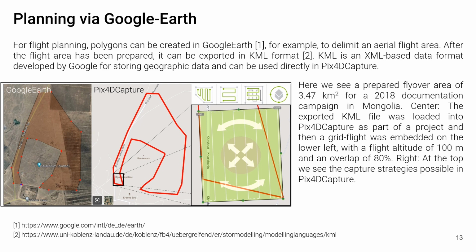Here we see a prepared flyover area of 3.47 square kilometers for a 2018 documentation campaign in Mongolia. In the middle, we see the exported KML file was loaded into Pix4D Capture as part of a project, and then a grid flight was embedded on the lower left, with a flight altitude of 100 meters and an overlap of 80%. And on the right at the top, we see the capture strategies possible in Pix4D Capture.